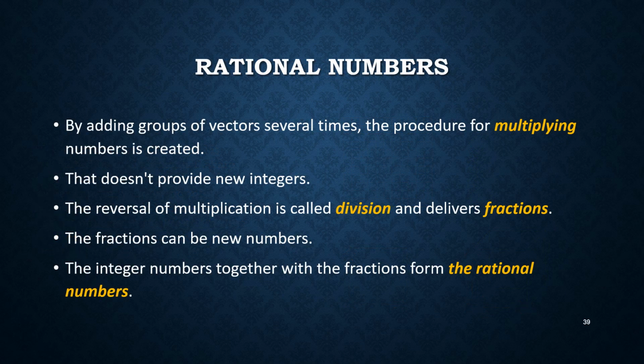By adding groups of vectors several times, the procedure for multiplying numbers is created. That doesn't provide new integers. The reversal of multiplication is called division and delivers fractions. The fractions can be new numbers. The integer numbers together with the fractions form the rational numbers.